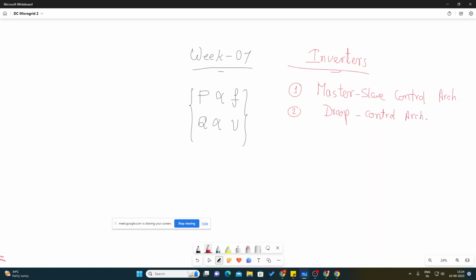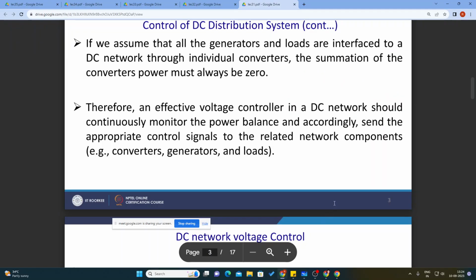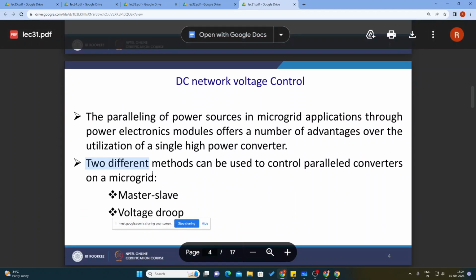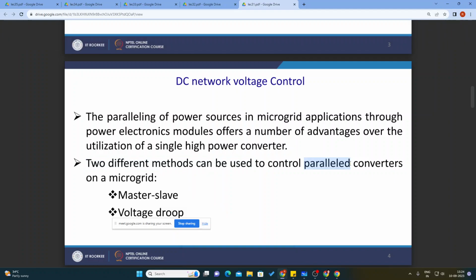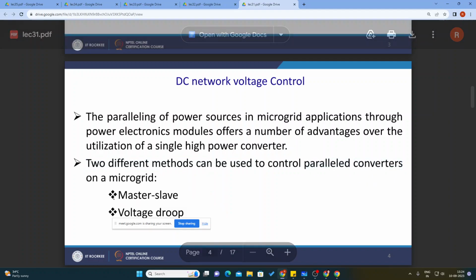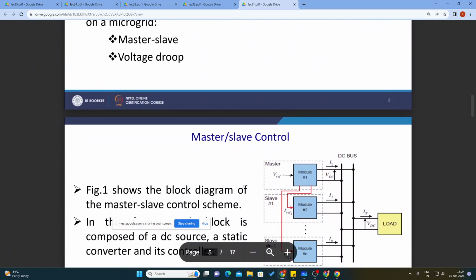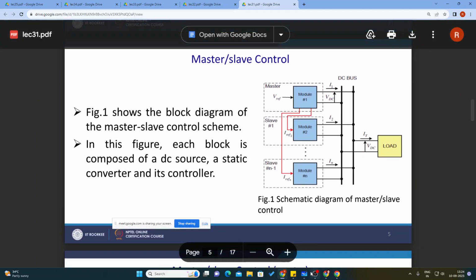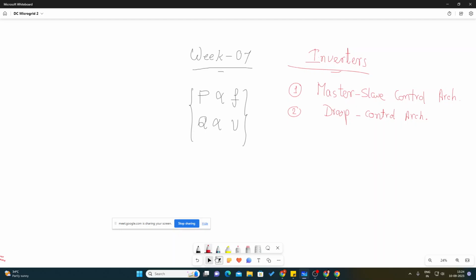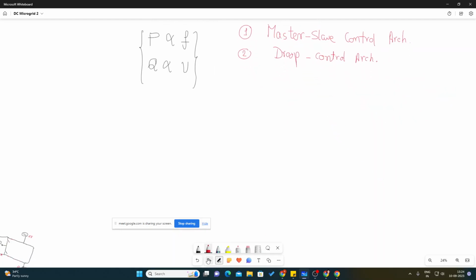Okay, so two types of control architectures are possible. So two different methods are possible to connect the parallel inverters in a microgrid. First one is the master slave and the second is the voltage group. So first we have the master slave architecture. So both of these architectures are based on parallel connections of inverters to the load, and the control of the inverter determines what kind of control architecture it will follow.